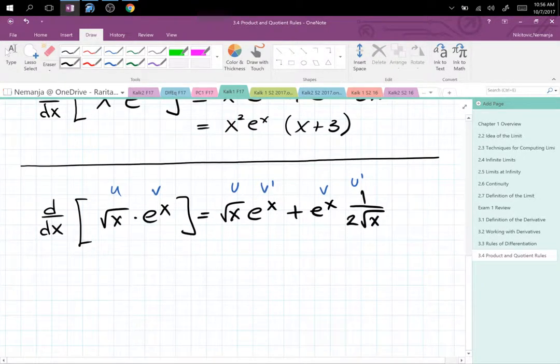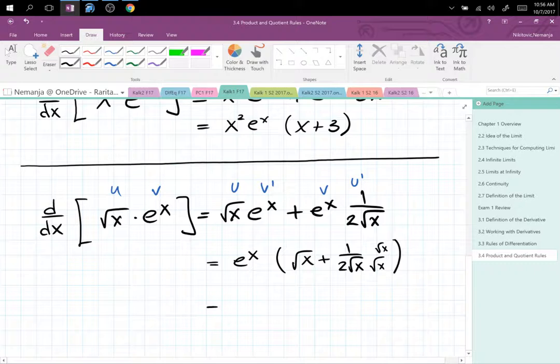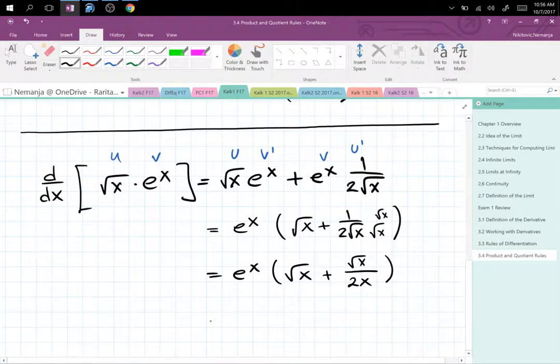Can we simplify this? Not that much. We can kick out e to the x, and what's left is root x plus 1 over 2 root x. Now someone will say, oh, rationalize. All right, fine. I just want to make you happy because it's math. So when you rationalize, you get square root of x over 2x. And now you see that you can kick the square root out. Ooh, shiny. Fine. There you go. I hope you're happy.